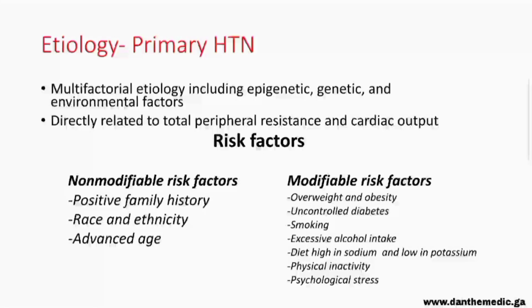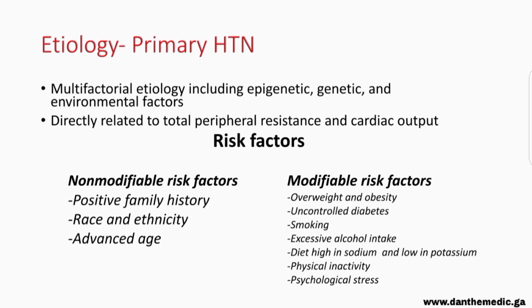Now, as for the etiology of primary hypertension, it's a multifactorial disease that consists of different etiologies, including epigenetic, genetic, and environmental factors. And this kind of hypertension is directly related to total peripheral resistance and cardiac output. So there's no underlying cause for this hypertension. The cause is because of what happens in the vessel.